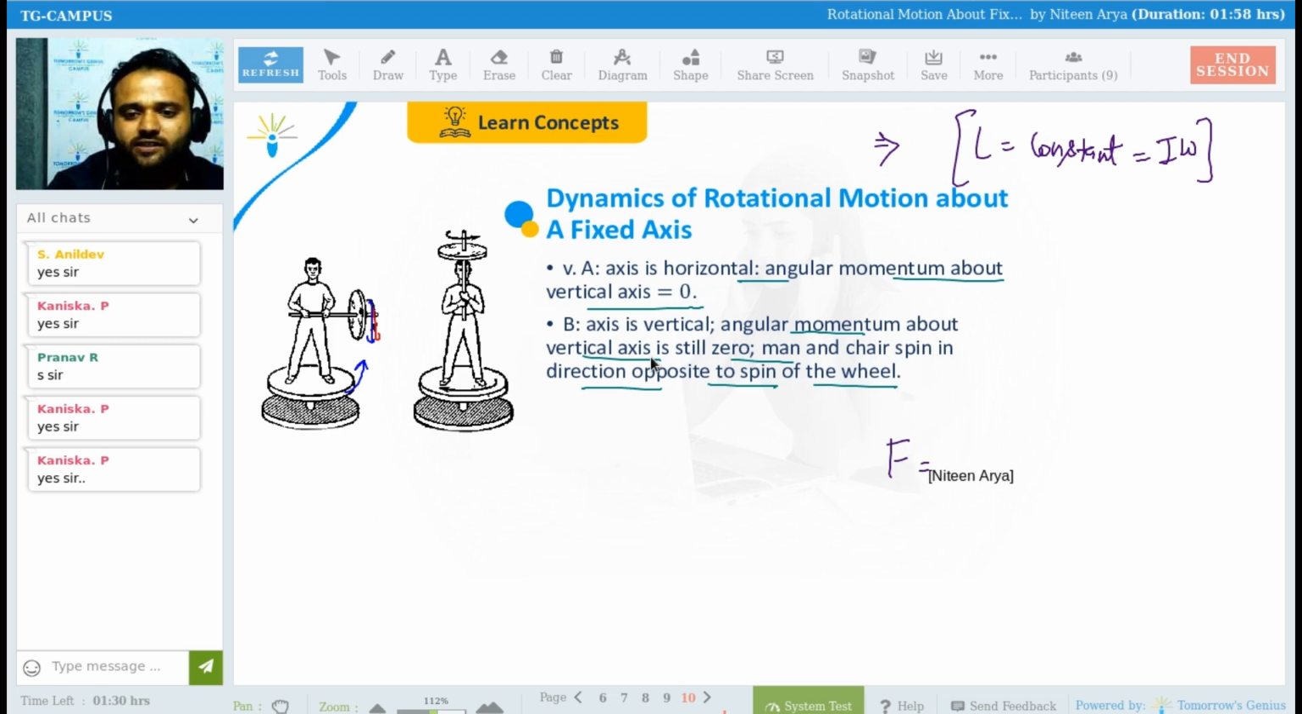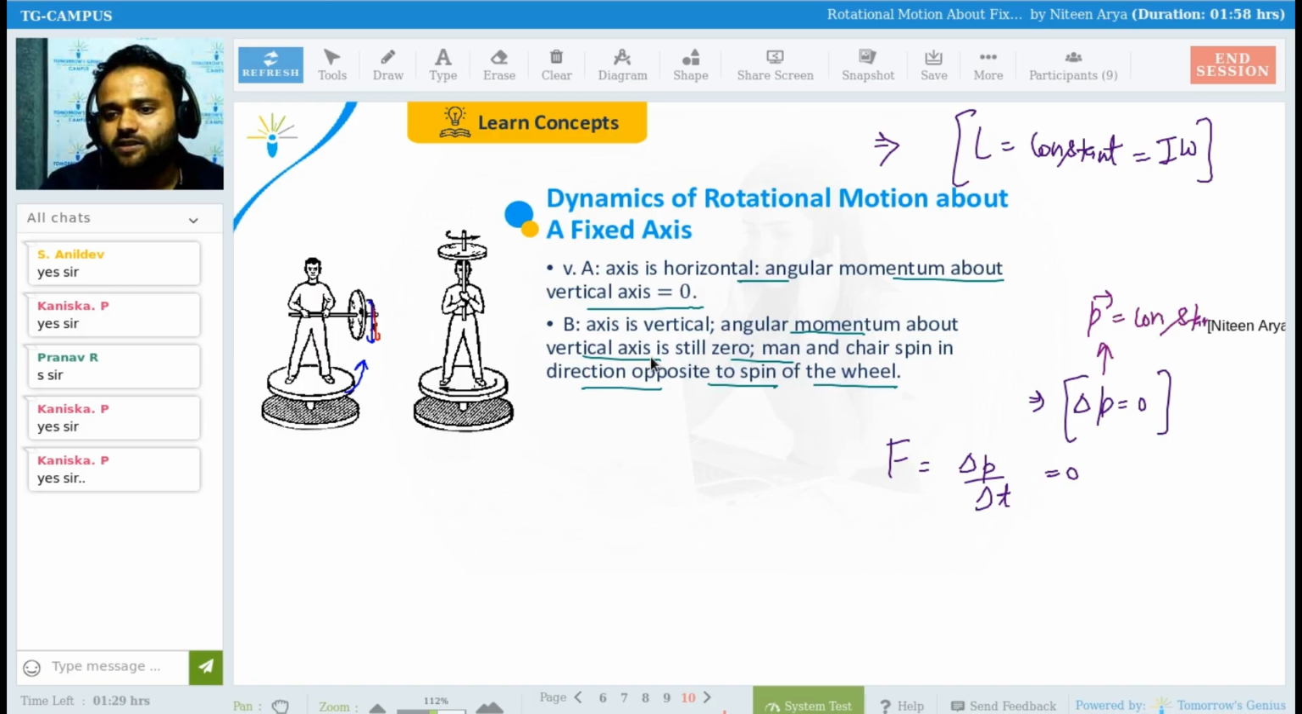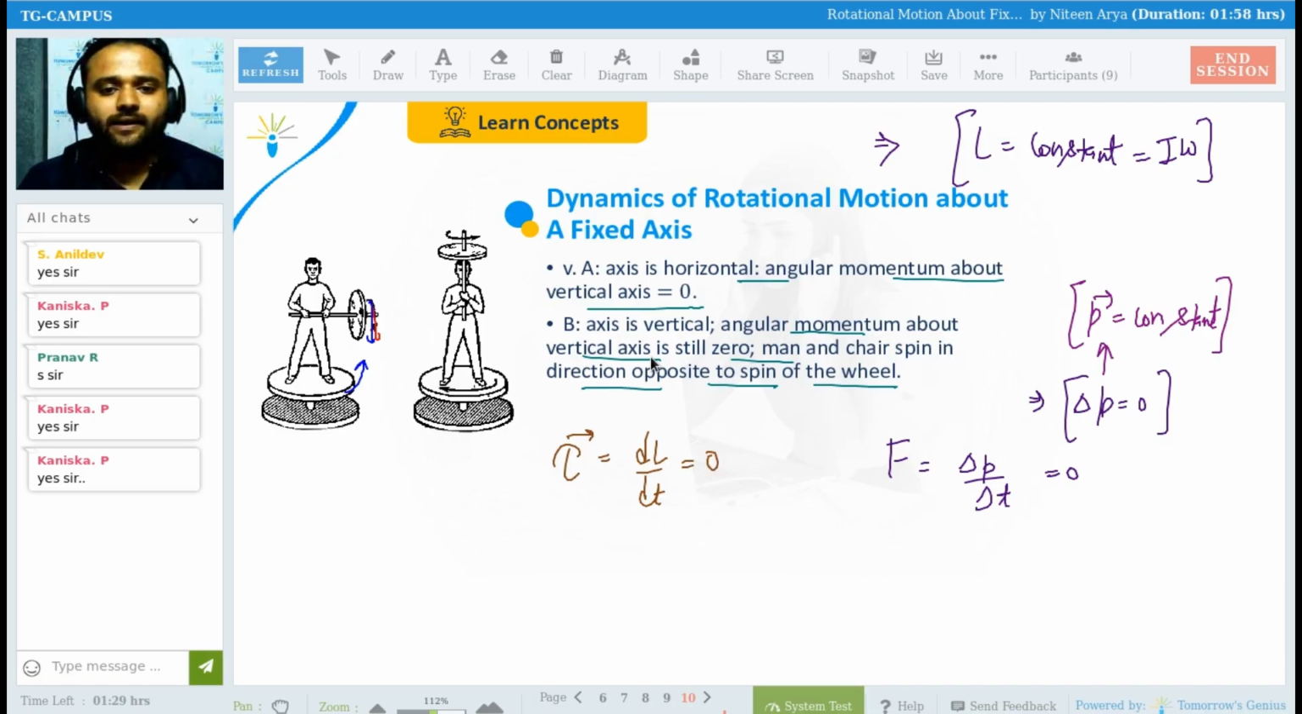F, which is the rate of change of momentum, del P by del T, is going to be 0. And when del P is 0, what does it give us? P is constant. Clear? In the same sense, we are seeing day-to-day life examples in the same scenario. What I'm writing since the last 2-3 slides: torque tau, which is dL by dt, is 0 because there is no external torque. So when dL by dt is 0, time is still changing.